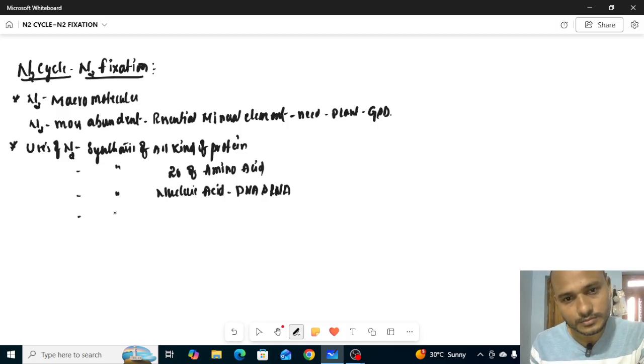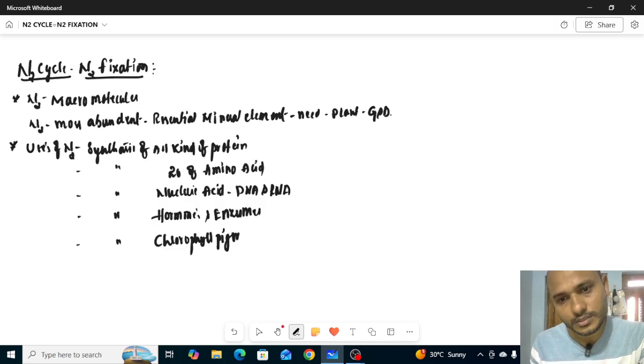Nitrogen is also useful for the synthesis of hormones like phytohormones in plants, and various enzymes, and also for the synthesis of the very important chlorophyll pigments. So all these essential organic molecules are synthesized because of nitrogen.